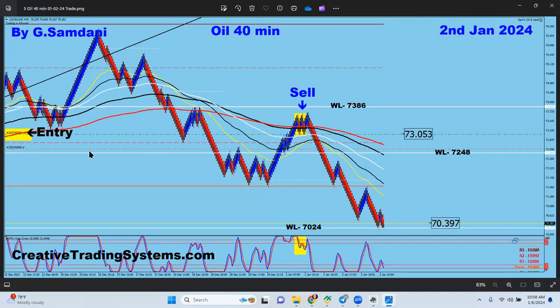plus 10, 15 pip. This is oil, by the way, on 2nd January, nice and clean from 73 to 70.39. This was my target. I made a video about the oil, and I was expecting a short entry, so I took it, and the target was already mentioned in my video. As soon as it hit the target, I closed the trade.